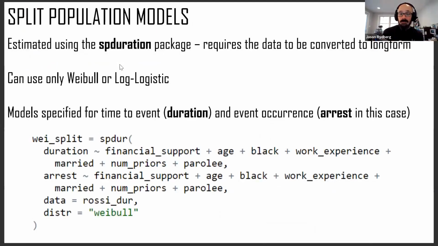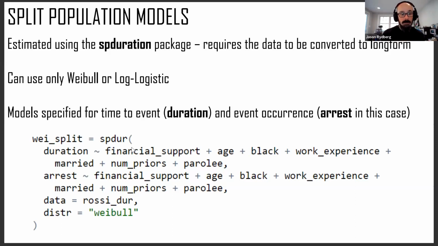The way that we can estimate these models in our data is we use the spduration package. This package can only do Weibull or log logistic. So again, you can think about this as monotonically increasing or decreasing, or a non-linear expansion of the Weibull distributions. Remember that these two fit our rearrest data pretty well. What it requires is your data to be converted into long form first, so it can create a relatively large data problem. Check out the script for an example of how that was done in this case.